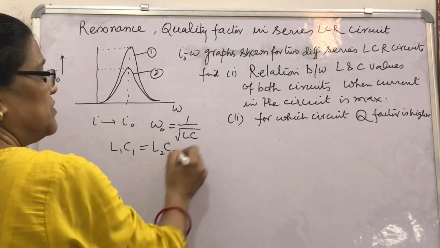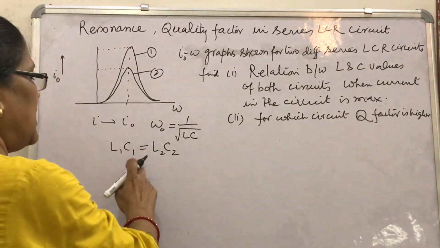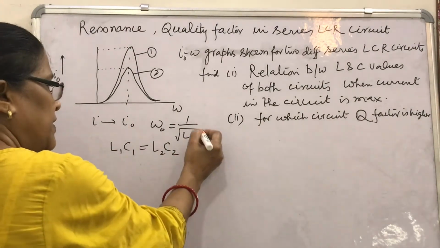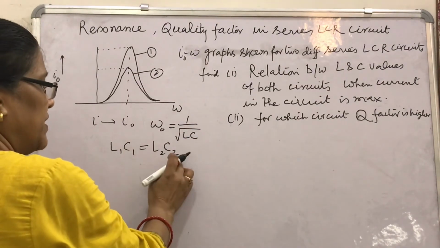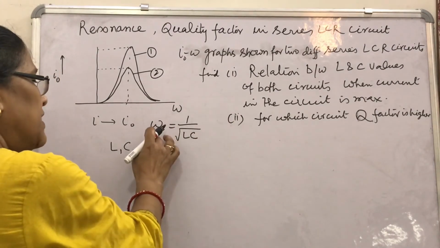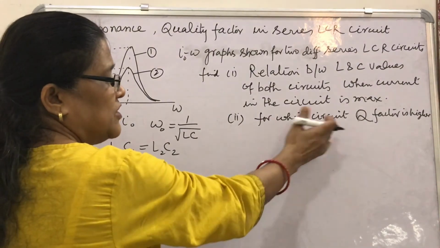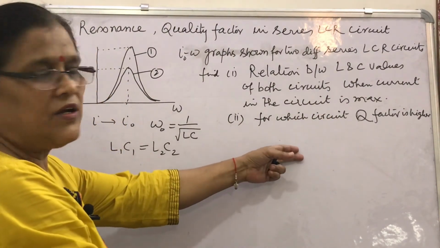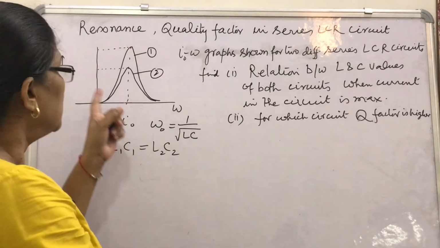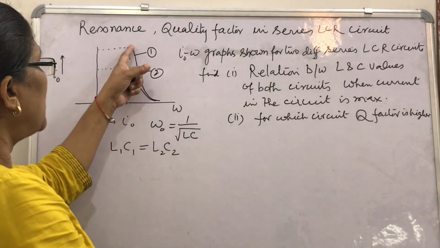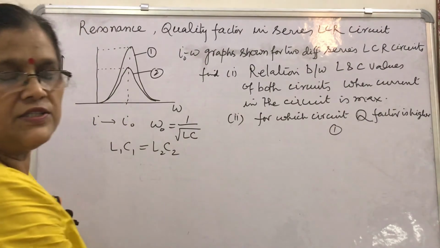So, at resonance when current in the circuit is maximum, the frequency will be omega naught, and for the first circuit this will be 1 upon under root L1C1, and for the other circuit 1 by under root L2C2. Since omega naught is the same for both, this will be the relation. What about the second part? As we have discussed earlier, quality factor is more when the curve is sharper. The I naught omega curve is sharp for the first one, so the quality factor is higher for the first curve.